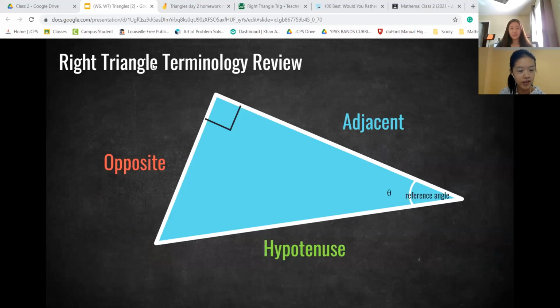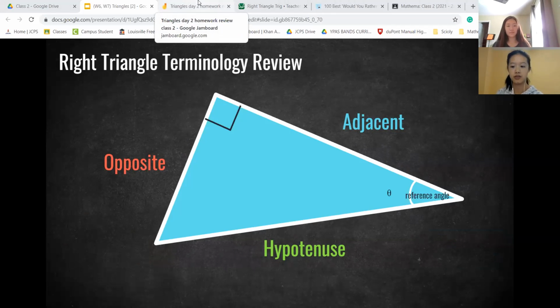Okay. We're first going to do a quick review of triangle terminology. So in this picture, this is a right triangle, which is indicated by the little square on the corner of the triangle. The side that's opposite the right angle is known as the hypotenuse, and the hypotenuse is the longest side of the right triangle.